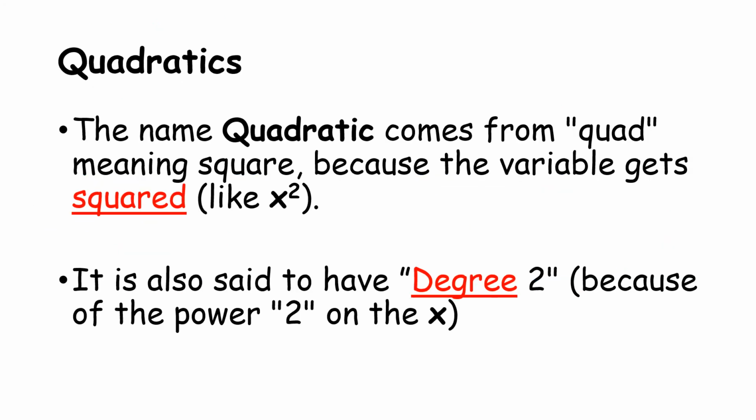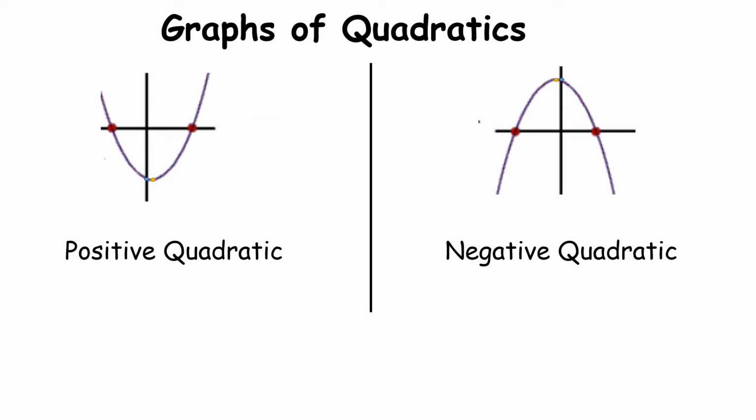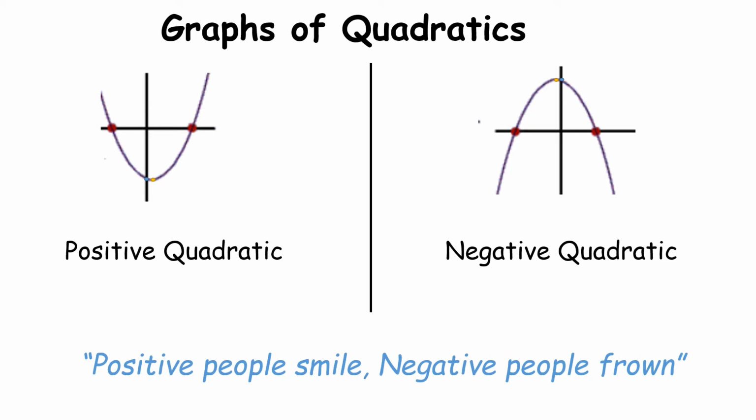So now let's talk about quadratics. The name quadratic comes from quad, which means square, because when we have a quadratic, we have the variable squared, so like an x squared. This is also said to have degree 2 because of the power 2 on the x. I think it's important that we understand what the graph of quadratics look like, and these are the two different graphs that we can get. The graph on the left is a positive quadratic and the graph on the right is a negative quadratic. And a great way to remember this is by saying positive people smile, negative people frown.